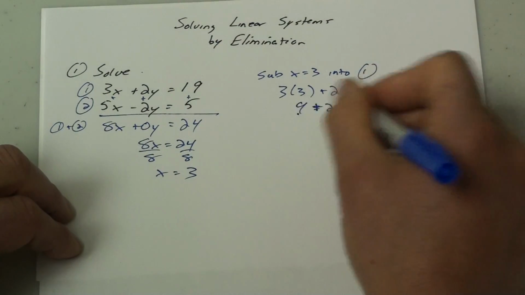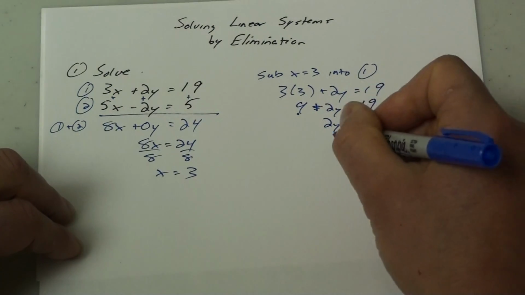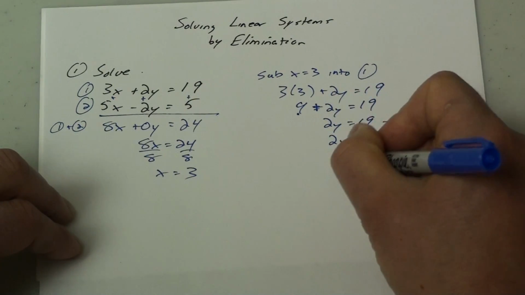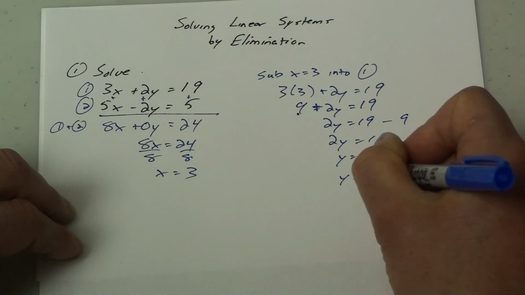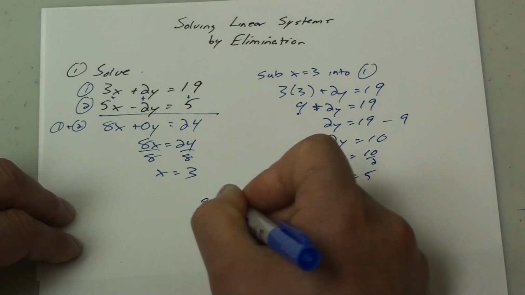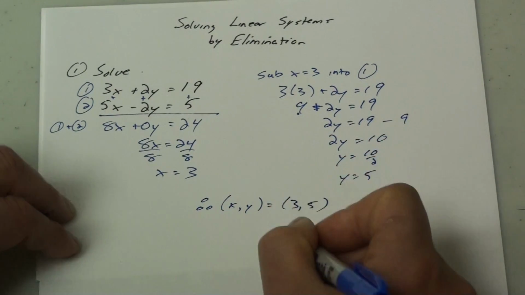Take this plus 9 over to the other side, it becomes subtract 9. 2y equals 19, subtract 9. 2y equals 10. Divide both sides by 2. 10 divided by 2, y is 5. And there's your answer. Therefore, x comma y equals 3 comma 5.